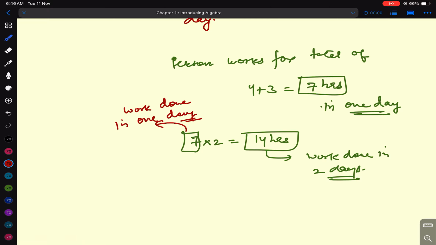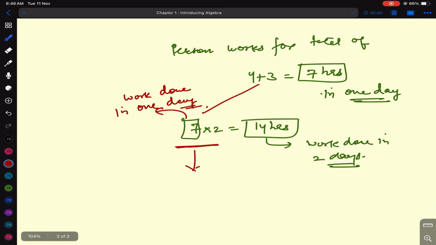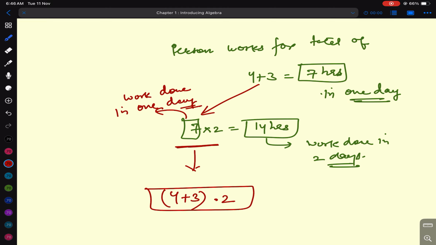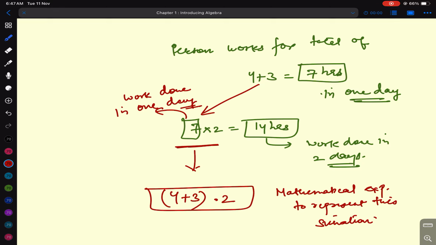Now here, how do we represent this situation in terms of a mathematical expression wherein multiple operations are involved? We are going to write it as 4 plus 3, which was the number of hours the person worked in 1 day, multiplied with 2, which is your number of days. This is how we are going to represent the given situation in the form of a mathematical expression involving multiple operations. What are those multiple operations? The addition between 4 and 3 and the multiplication between the 7 and 2.